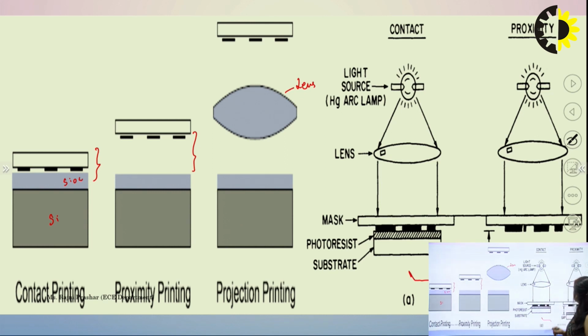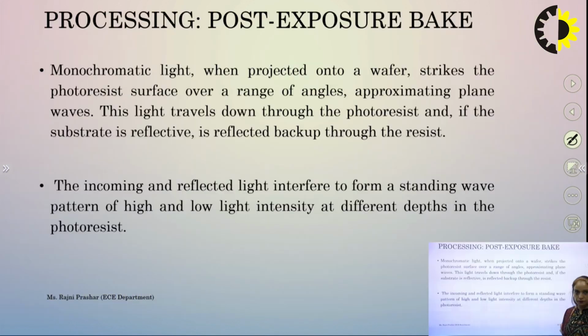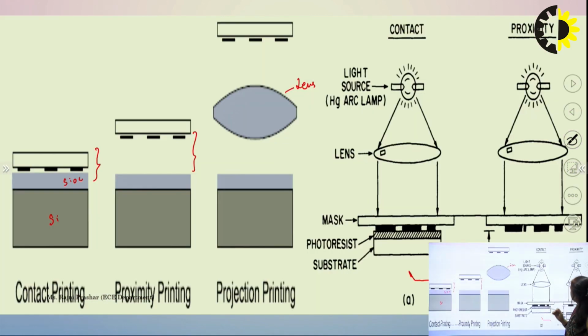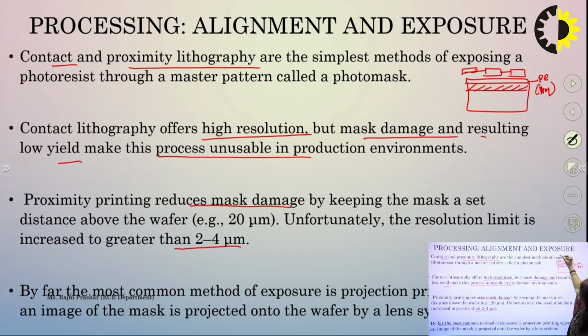And with the help of this lens, we are going to imprint the pattern on the substrate. Next processing step is the post exposure bake. So now we have the mask, and now we are going to expose this to UV light.